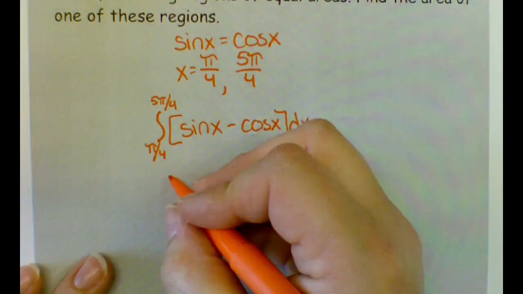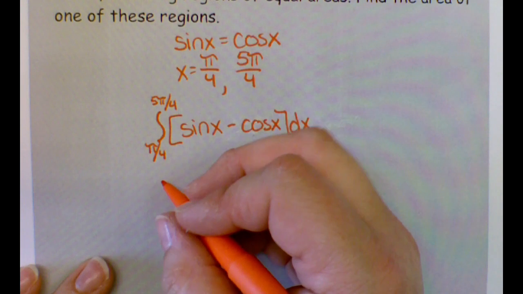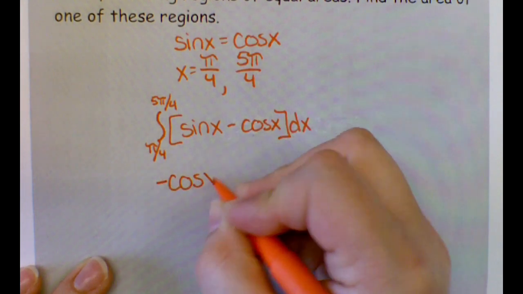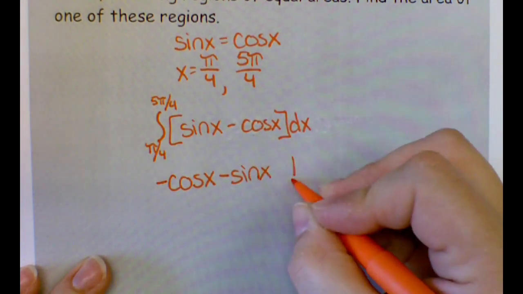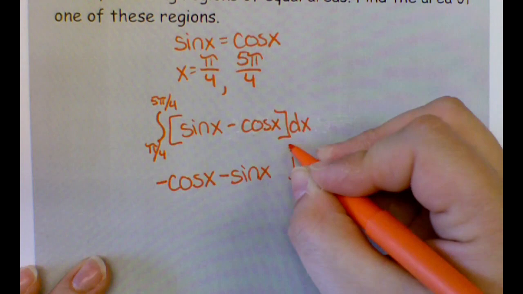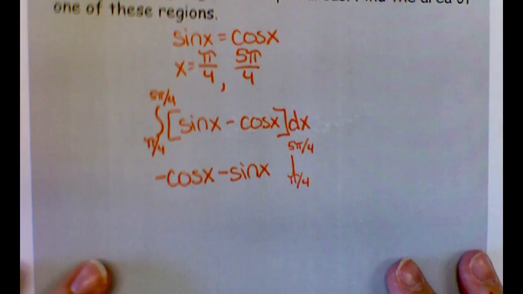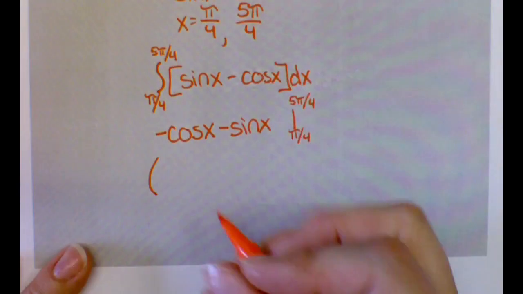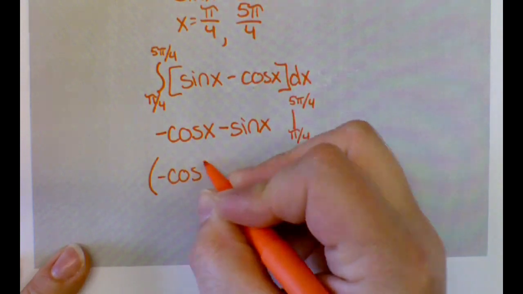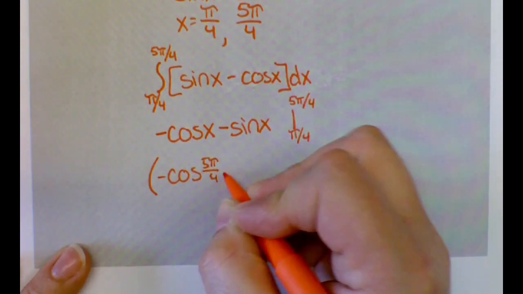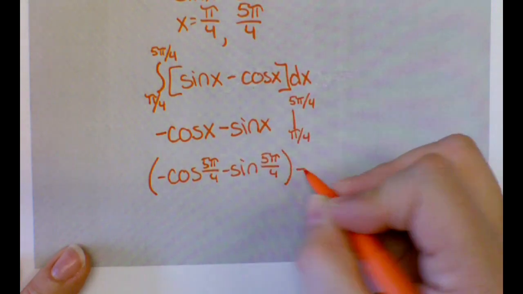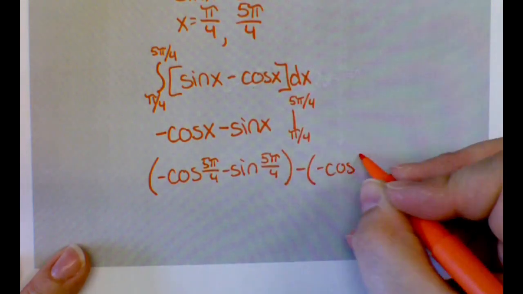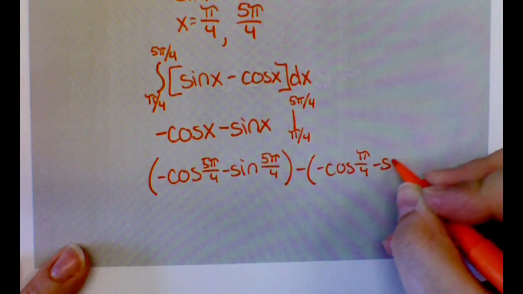I integrate. The antiderivative of sine is negative cosine, and the antiderivative of cosine is sine, from pi over 4 to 5 pi over 4. I'll plug in 5 pi over 4: negative cosine of 5 pi over 4, minus sine of 5 pi over 4, minus negative cosine of pi over 4, minus the sine of pi over 4.